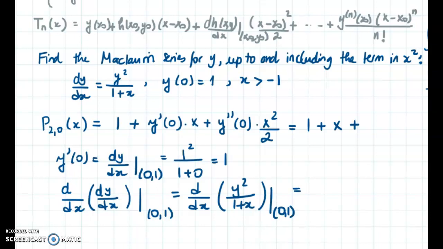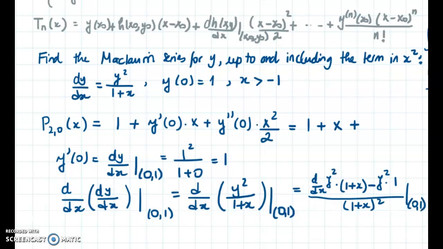Now, quotient rule, we need to take the derivative of y squared with respect to x. I'll write it and then we'll do it. And then we need to multiply this by 1 plus x, then minus the numerator y squared multiplied by the derivative of 1 plus x with respect to x. That's just the derivative of x with respect to x, so it's 1. And then all of this is going to be divided by (1 plus x) squared and evaluated at (0, 1).